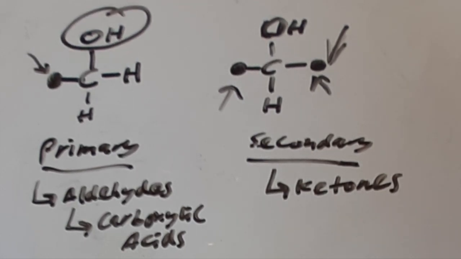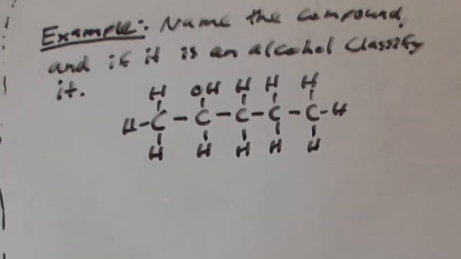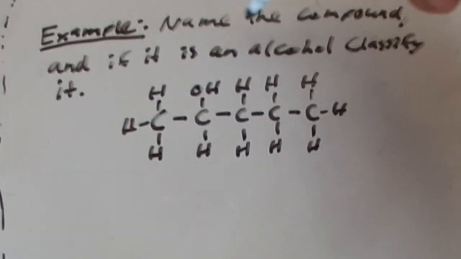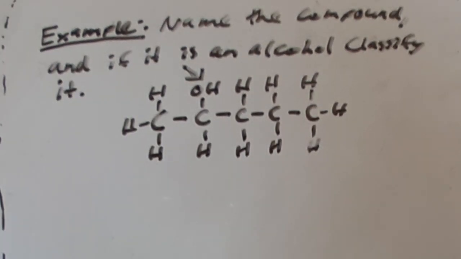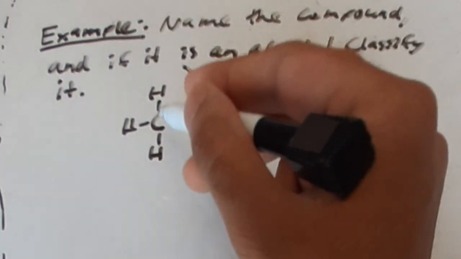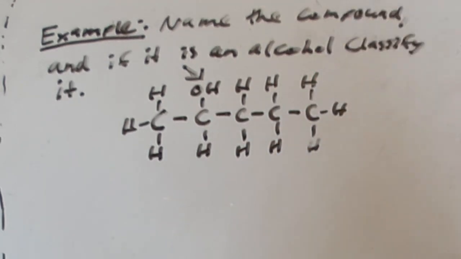Let's now put what we have learned into practice. The practical example we have here is to name the compound, and if it is an alcohol, classify it. So firstly, we can recognize this is an alcohol through the presence of an OH group. The longest carbon chain is a pentane, 1, 2, 3, 4, 5 carbons. However, since we are dealing with an alcohol, it is named pentanol.